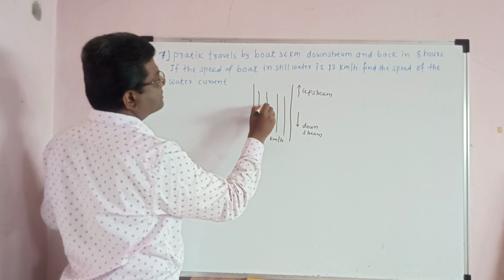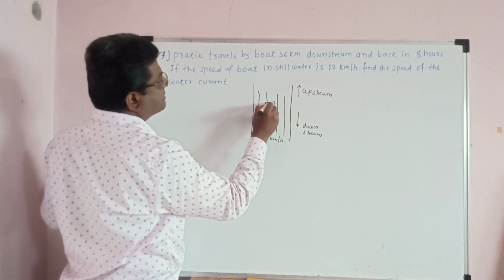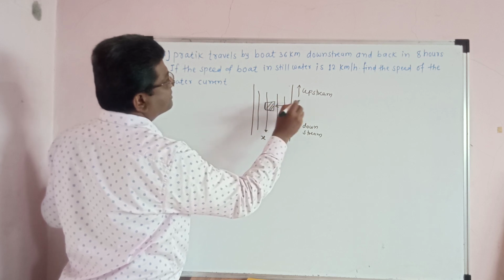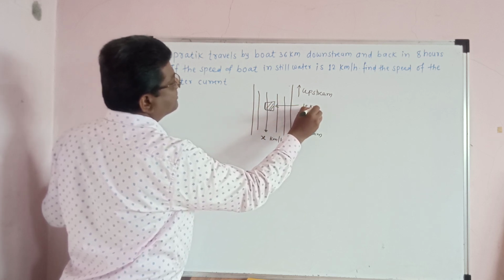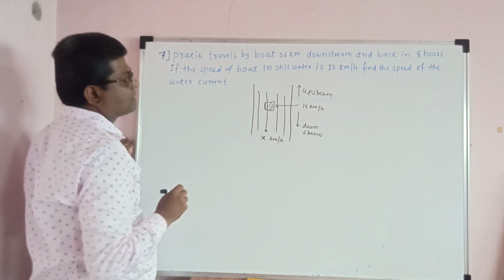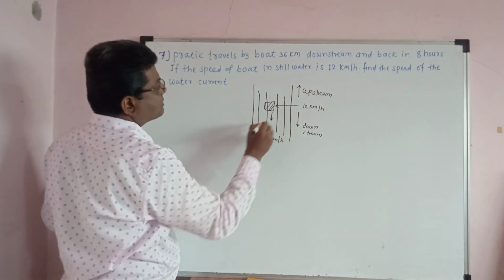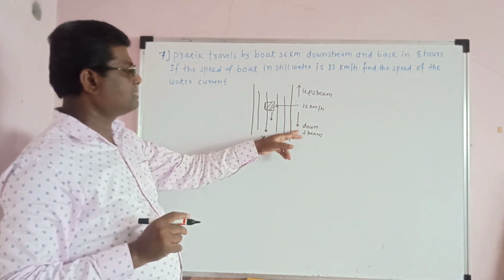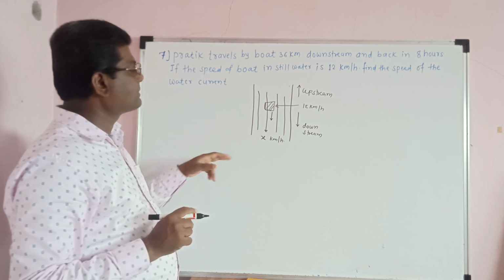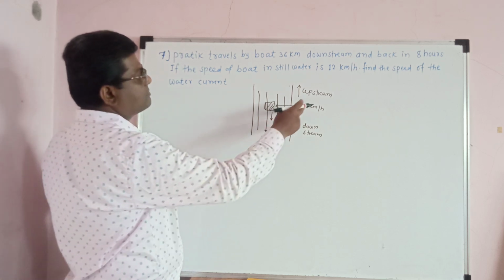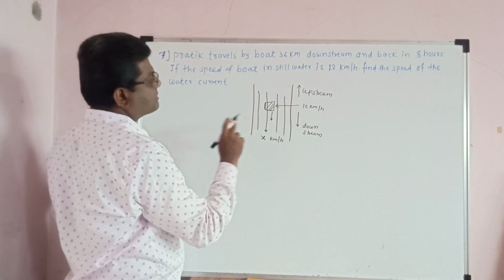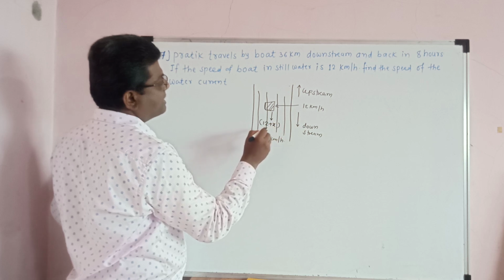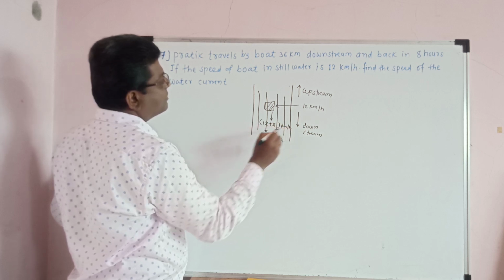Now here is a boat and speed of boat is 12 km per hour. If this boat moves in the direction of water current, that is in the direction of downstream, then the speed will become this 12 plus x. Speed of boat will become 12 plus x km per hour.